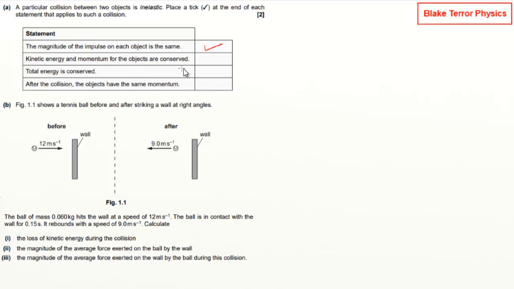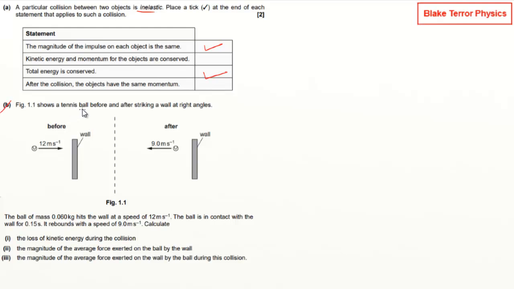Kinetic energy and momentum are conserved? No, that's the whole point of inelastic: kinetic energy isn't conserved, momentum is. So we don't have that one. Total energy is conserved? Well, yes, total energy is, though the kinetic energy isn't. So that's a tick. After the collision, the objects have the same momentum? No, we don't know. It depends on the nature of the collision and the setup of how everything has interacted. So we've got two ticks: the first one and the third one.